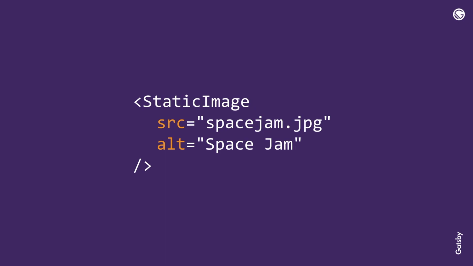This is how you would do a static image. So this is an image that doesn't change on each page, and it's just the same one that's used everywhere. Now, if you look at this, it looks a lot like a regular image tag. It doesn't even need the width and height because we extract them from the image and put them in ourselves.